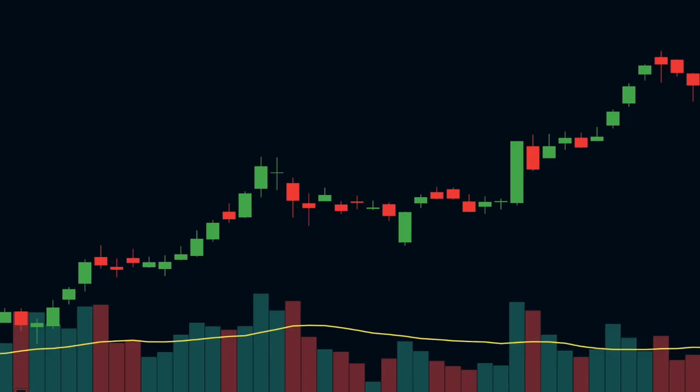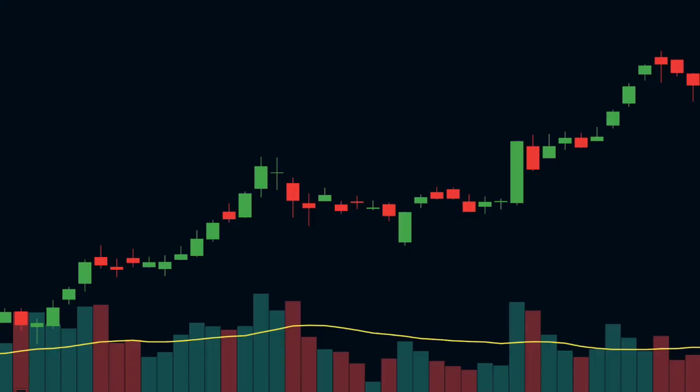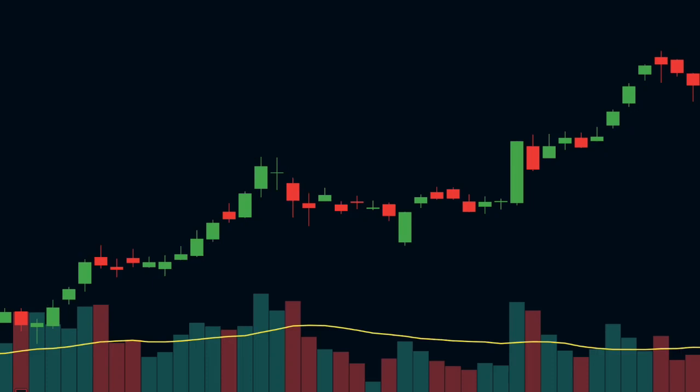Let's look at some examples to understand this. Here we have the ticker AMD on a daily chart. We see that previously the price was in an uptrend and constantly making new highs. Then, the price creates this high. The next two candles stay below the high.